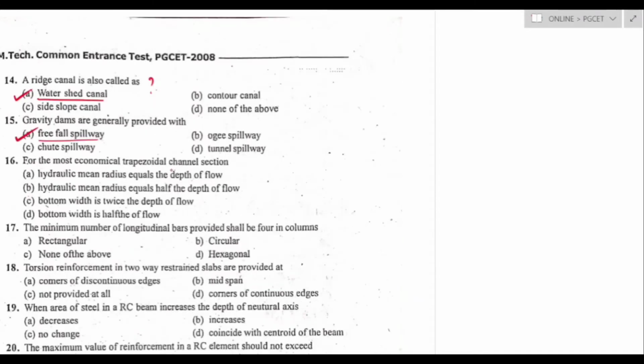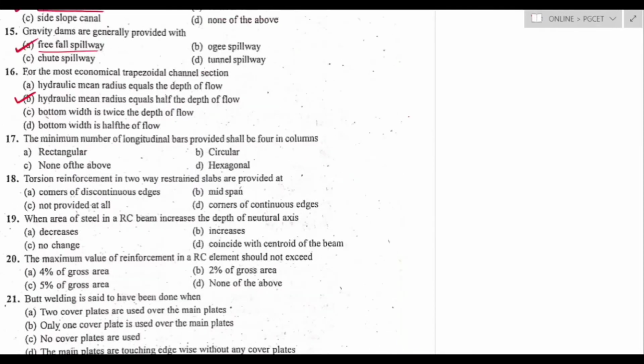16. For the most economical trapezoidal channel section, hydraulic mean radius equals half the depth of the flow. Option B is the right answer. Question number 17. The minimum number of longitudinal bars provided shall be 4 in the columns. So, in a rectangular section, you can observe there will be a minimum of 4 longitudinal bars. So, option A is the right answer.